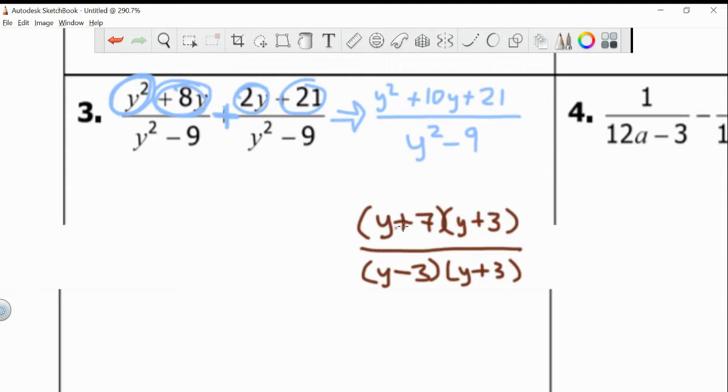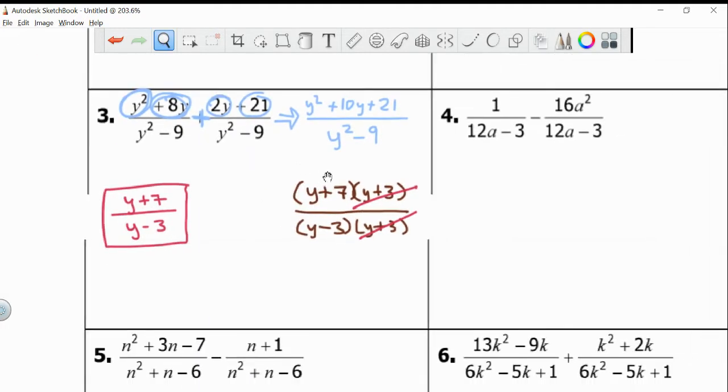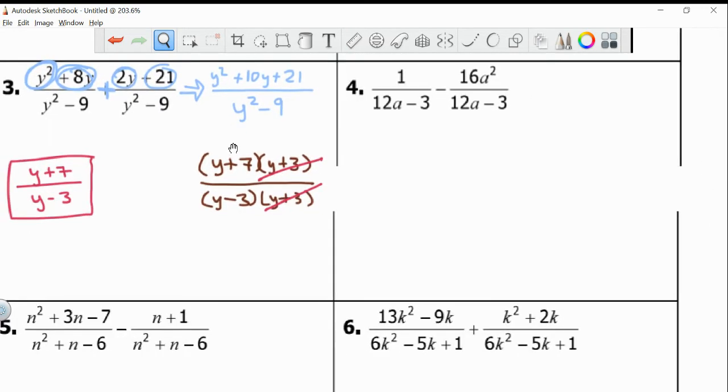And just like we expected, something's going to cancel out. Y plus 3's are gone. Leftover answer is y plus 7, and on bottom, y minus 3. Now again, this should feel really easy when you have common denominators, okay? Should feel like a walk in the park for the most part.